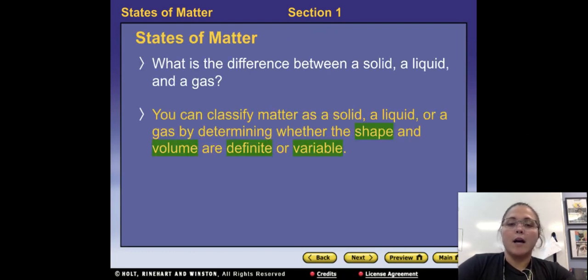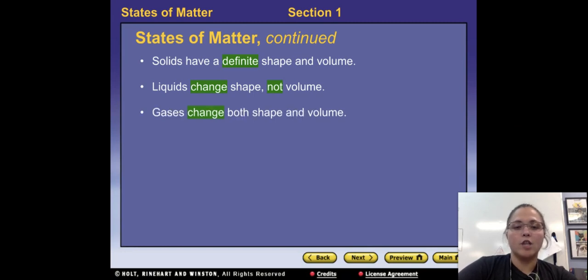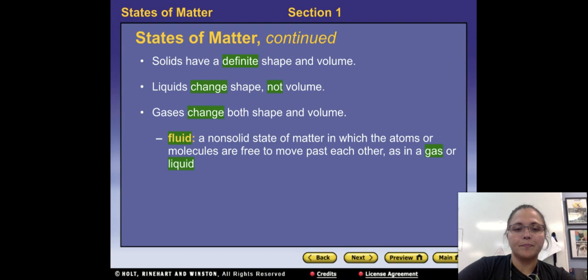We can classify matter as a solid, liquid, or gas by determining whether the shape and volume are definite or variable. Definite means that it stays the same, and variable means that it can change. Solids have a definite shape and definite volume. Liquids change their shape, but not their volume. And gases change both shape and volume.